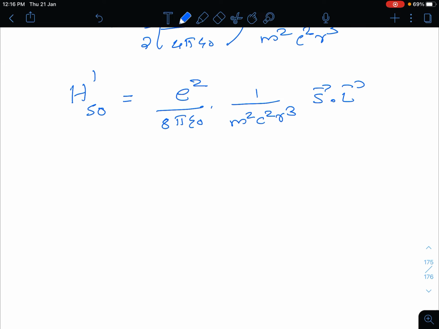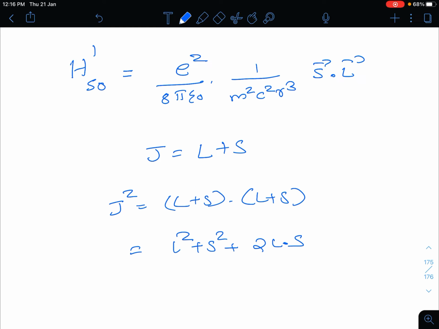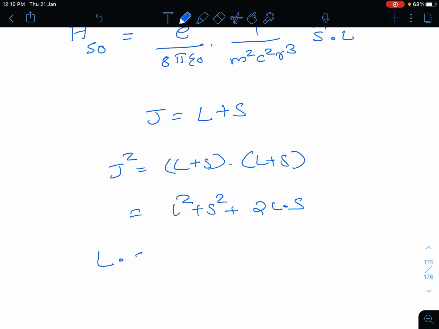Okay, so we know that J, the total angular momentum, is L plus S. So that we know already. You remember, I hope you remember the commutation relations and all. So J square is equal to L plus S dot L plus S. So when I do this, that is L square plus S square plus 2 L dot S, and L dot S, S dot L is L dot S simply, that is equal to half of J square minus L square minus S square.